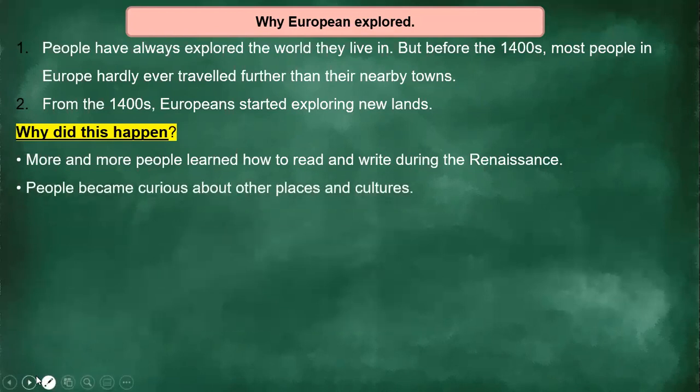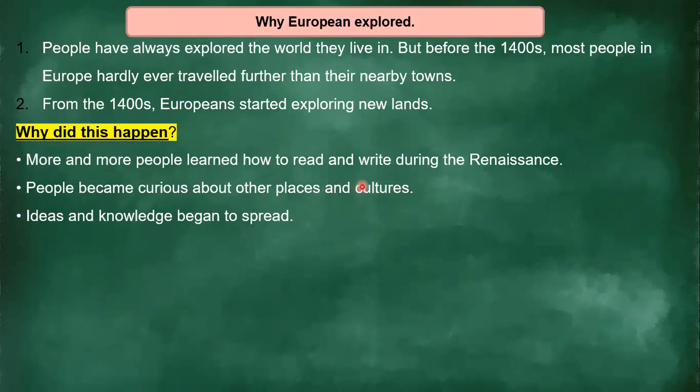Let's continue. People became curious about other places and culture. They wanted to know about other places, what South Africa is like. South Africa is a rainbow nation. What is it like? Their culture, their way of living. We want to go and see. So they wanted to explore, because now they know how to read and write. So they are using their skills.